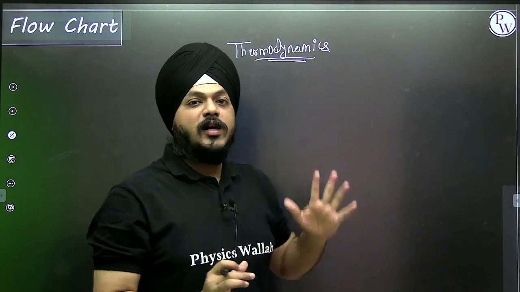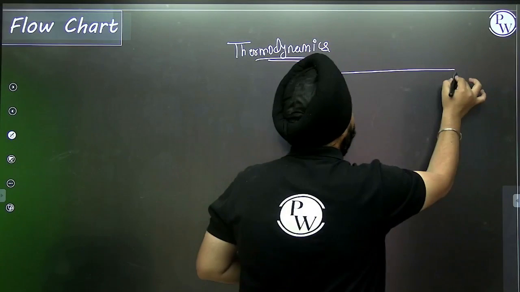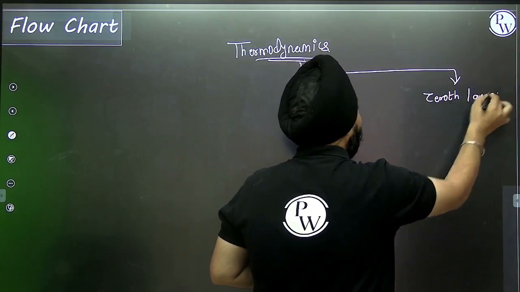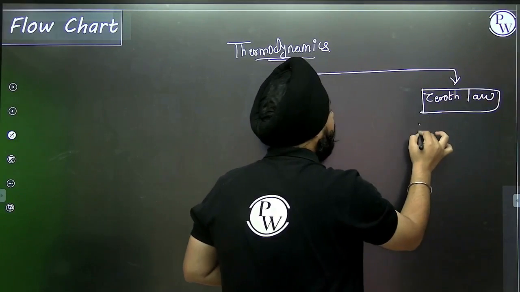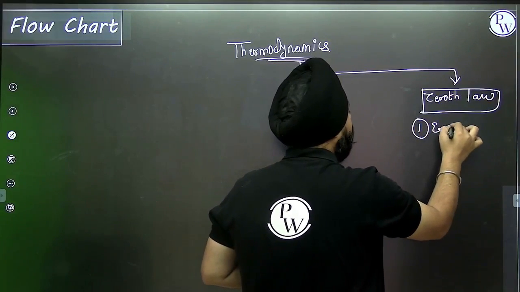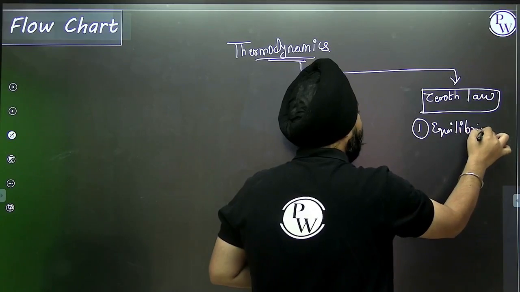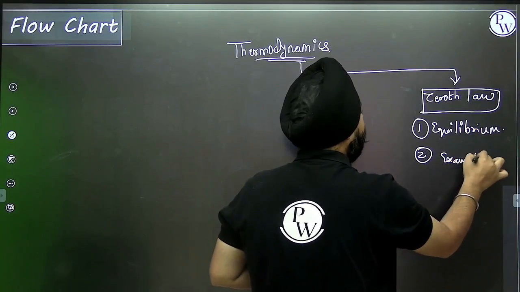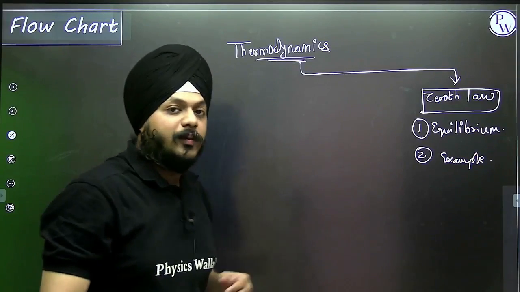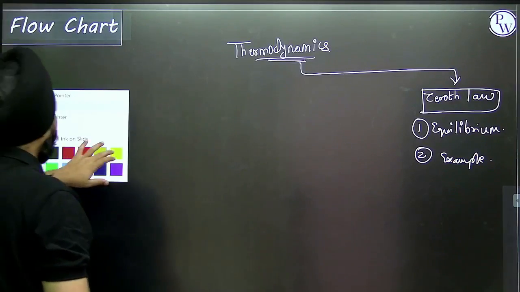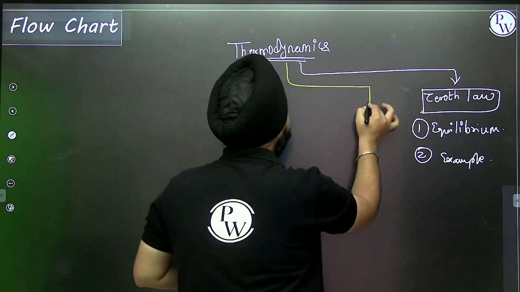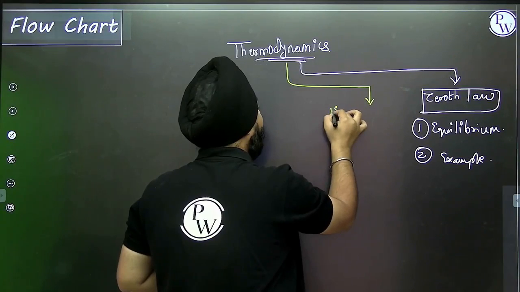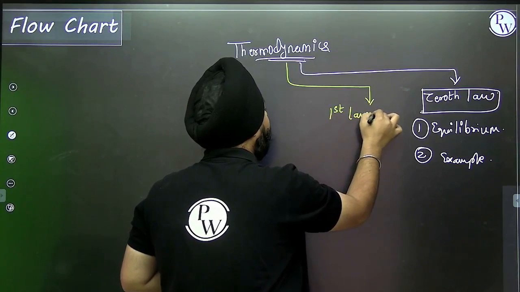Right, the first part, simple thing, is the zeroth law of thermodynamics. In the zeroth law of thermodynamics, equilibrium situations are discussed. With the equilibrium situation, its statement is given and its relevant example is given. This is all about the zeroth law of thermodynamics. After the zeroth law, obviously, we are going to discuss some important terms, or directly we can say the first law of thermodynamics.